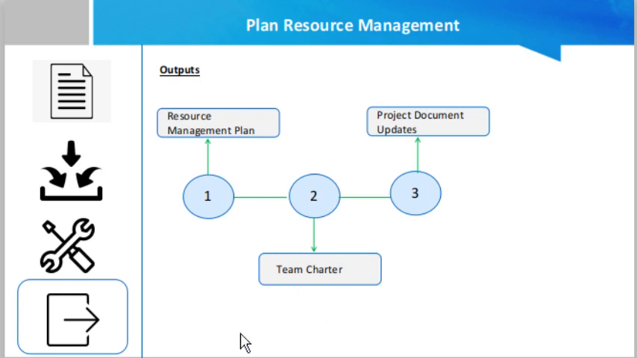Then next is the team charter. The team charter is a document that establishes the team values, agreements, and operating guidelines for the team. Team values include the communication guidelines, decision-making criteria and process, conflict resolution process, meetings, and team agreements. Project document updates. Project document updates include the assumption log, and the assumption log is updated with the assumptions regarding the availability, logistic requirements, and location of physical resources, as well as the skill set and availability of team resources.